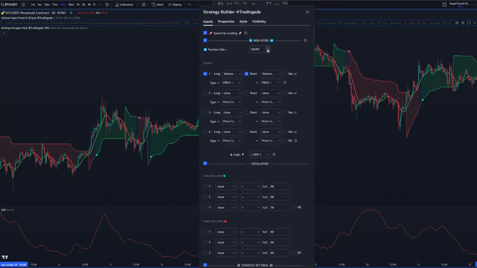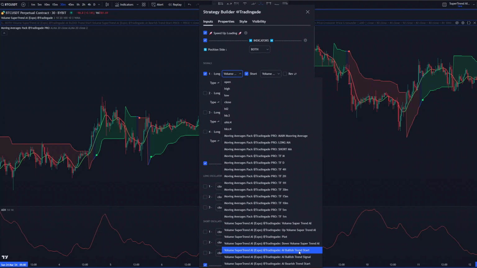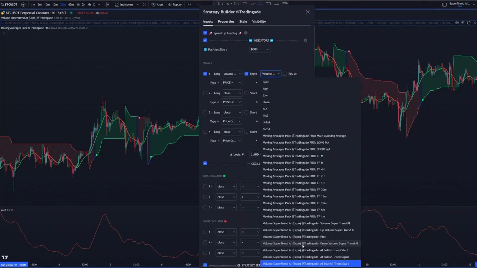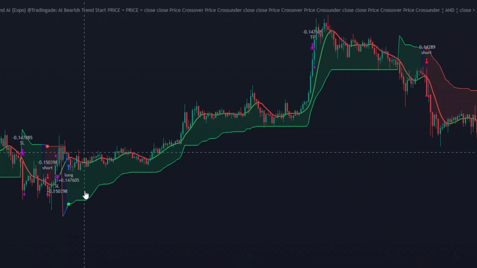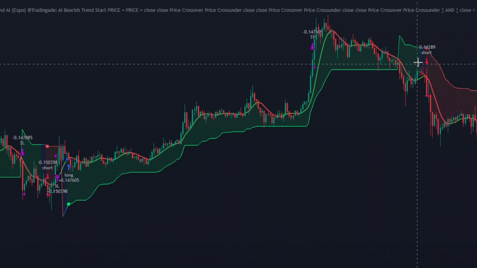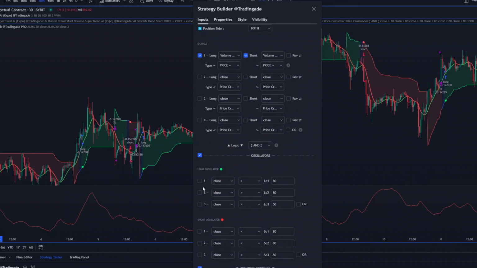By opening our strategy builder, let me select both long and short position. The first rule is that we enter a long position whenever we have a green point. So we set here price equal AI bullish trend start, whereas for short position, we set AI bearish trend start. As you can see, we enter a long position here, green point, and we enter a short position here, red point. Then we need to set the ADX rule.